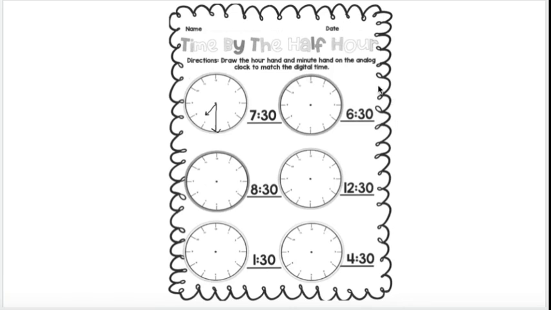Let's try this one together too. 6:30. I'm going to start with the hour. I'm going to find the 6 o'clock hour, which I know is way down here at the bottom. But if it's 6:30, is the hour hand pointing straight at the 6? No, it should be just a little bit to the side, about halfway between the 6 and the 7. I tried my best. And then for the 30 minutes, we know that that minute hand should be pointing straight down at the 6. Oh, I just made a goof.